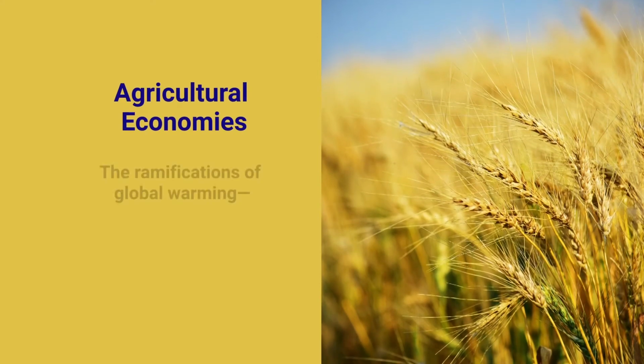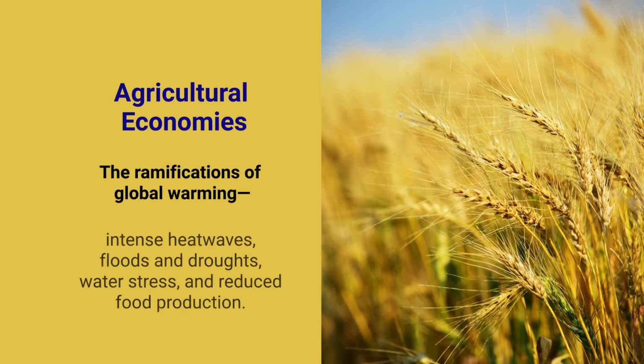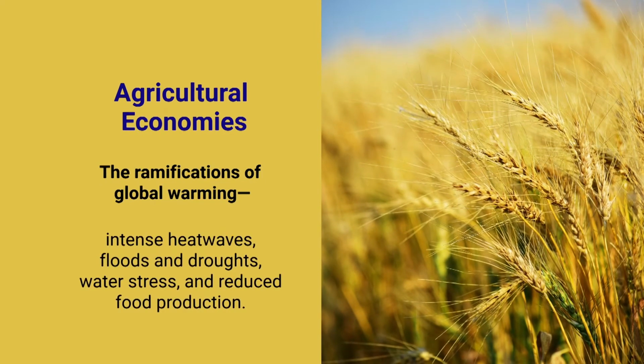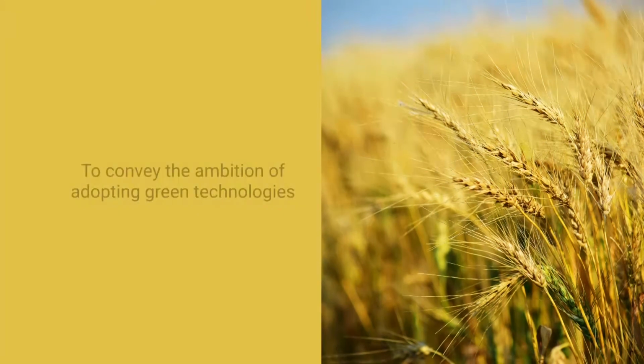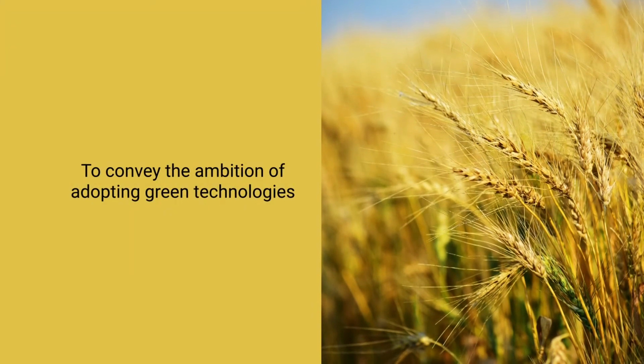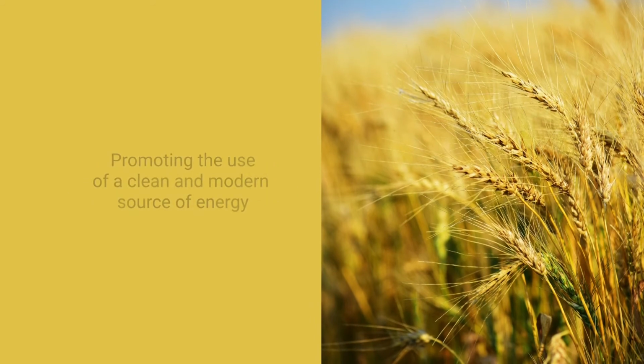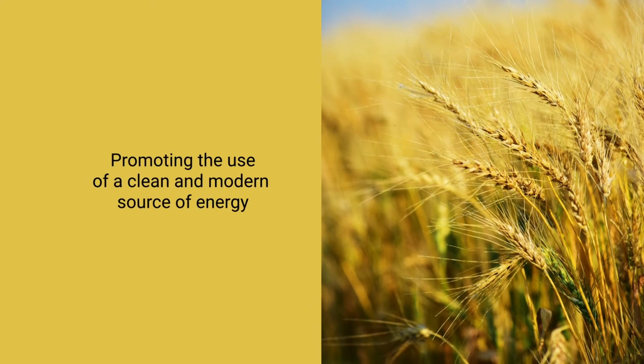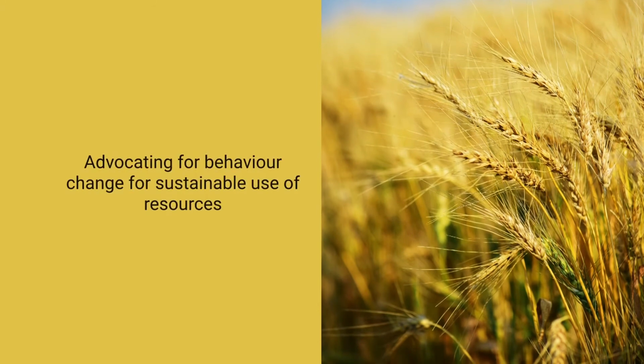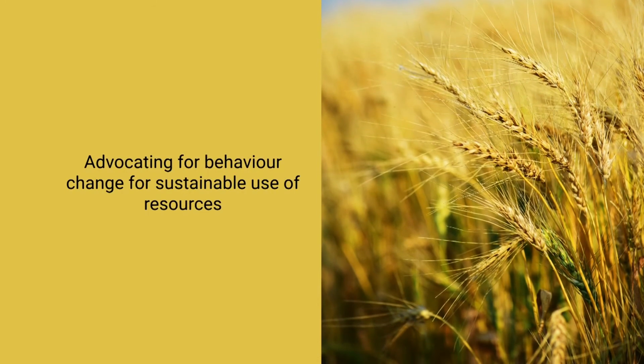Agricultural economies, for example, India being an agricultural country, our agricultural economy will be adversely affected due to this global warming phenomenon that includes intense heat waves, flood and droughts, water stress, and reduced food production. A comprehensive strategy is required to convey the ambition of adopting green technologies, promoting the use of clean and modern sources of energy, advocating for behavior change for sustainable use of resources.